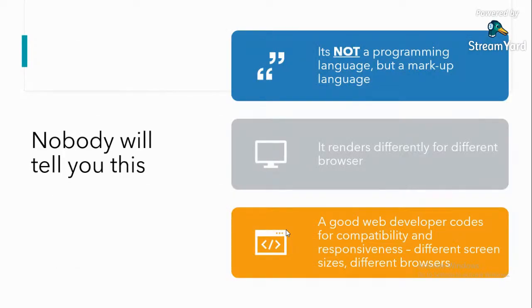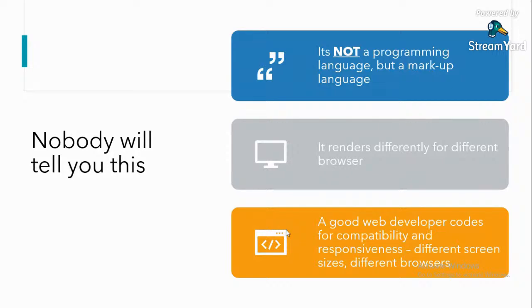So what we have learned, what nobody tells you, is that HTML is not a programming language but a markup language. It renders differently for different browsers. Yes, it is a possibility that your web page renders differently on Chrome and differently on Edge, and it can be a different experience on both the browsers. So this is the case with HTML. It depends on what the browser is supporting and what not.